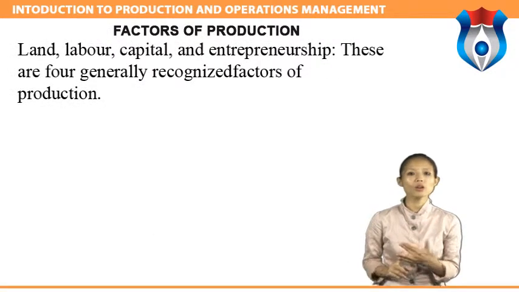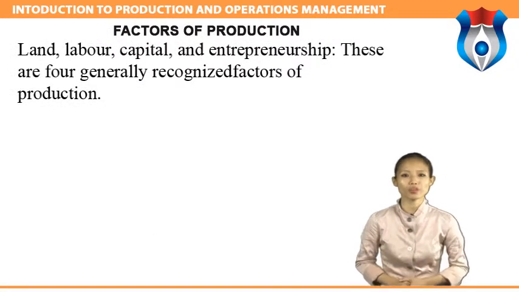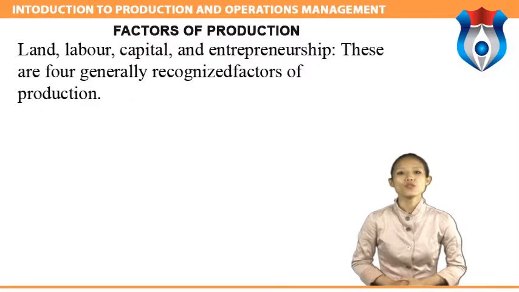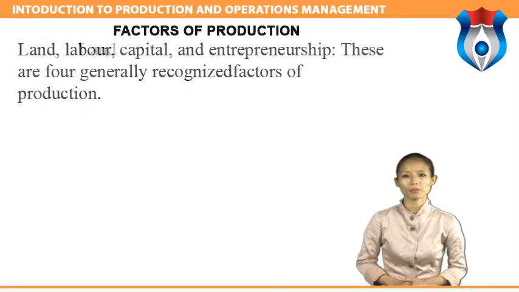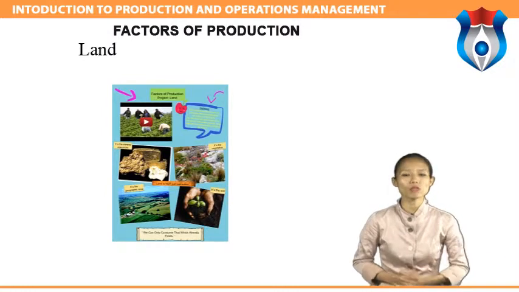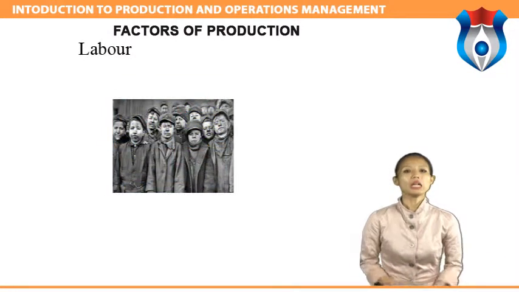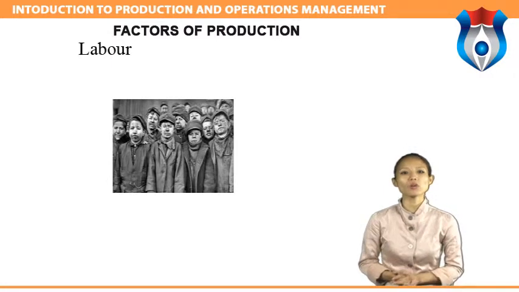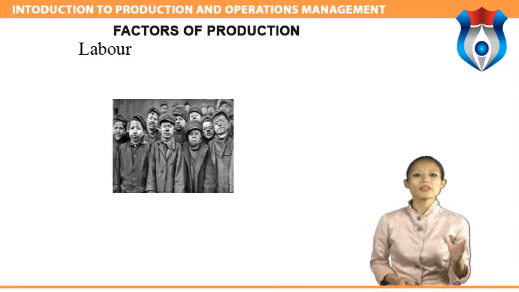Land, labor, capital, and entrepreneurship. These are the four generally recognized factors of production. Land. This category sometimes extends over all natural resources. Labor. The classical labor theory of value was an innovative theory in response to the physiocratic doctrine that only land could yield surplus.